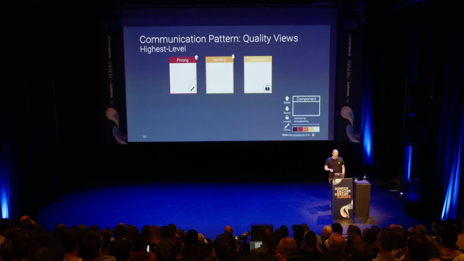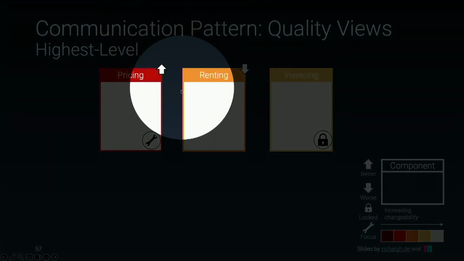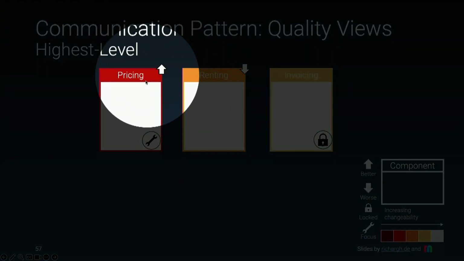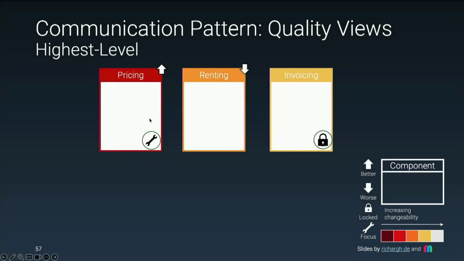And you can communicate all this to your stakeholders using a thing called quality views. And that is simple. You just say, I have these components, they are in a bad state, pricing, renting, invoicing, but hey, they've gotten better, and if you want to put a feature in here, don't. Wait for us to refactor it. It's just about communication.